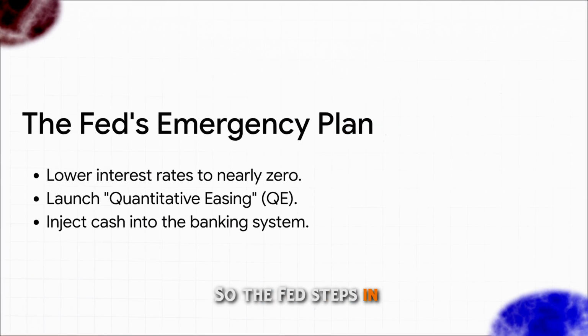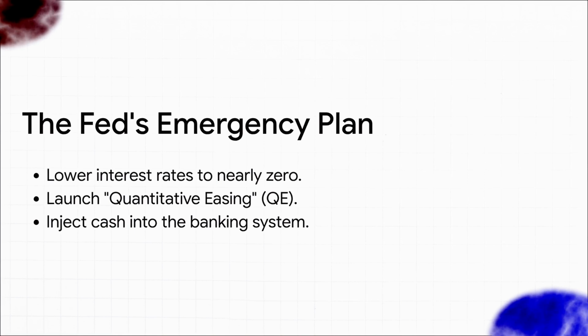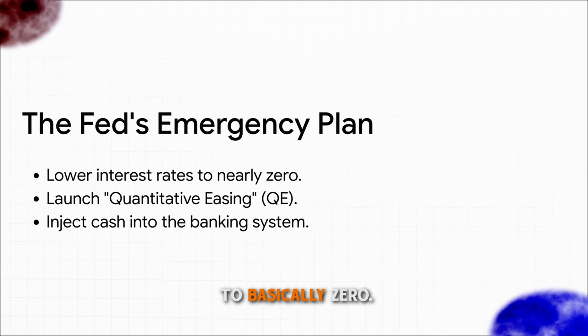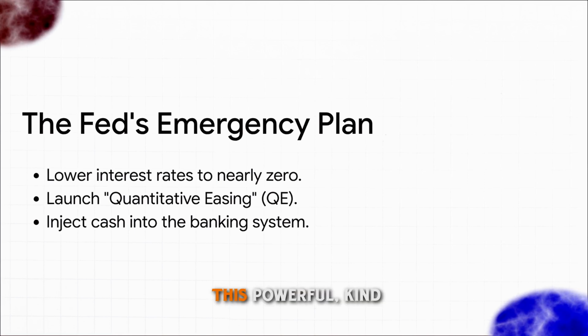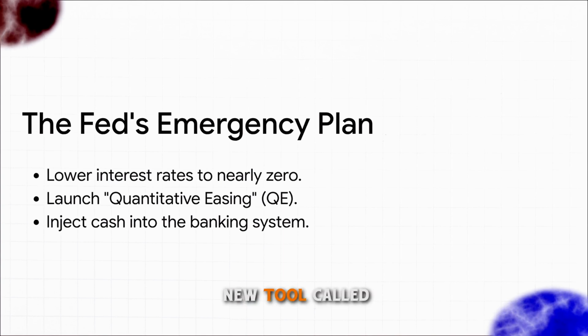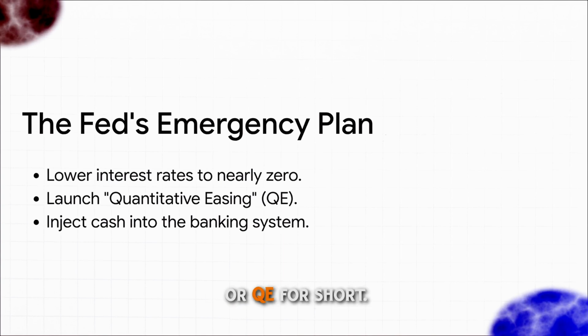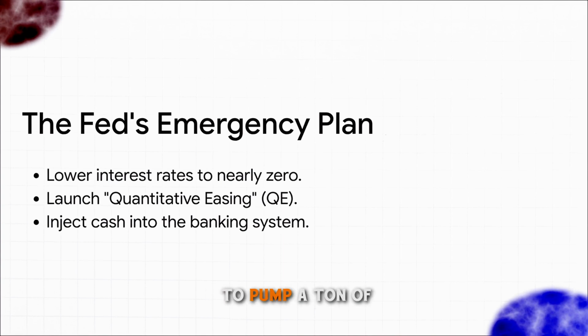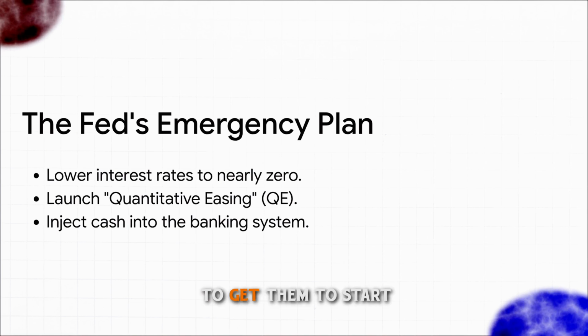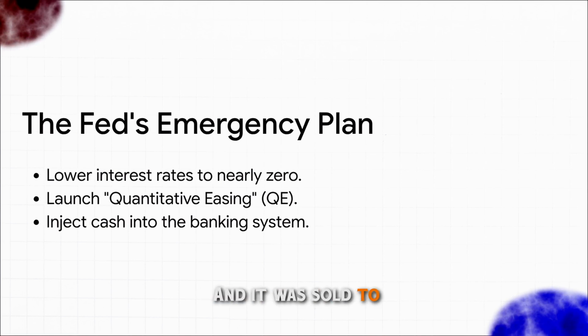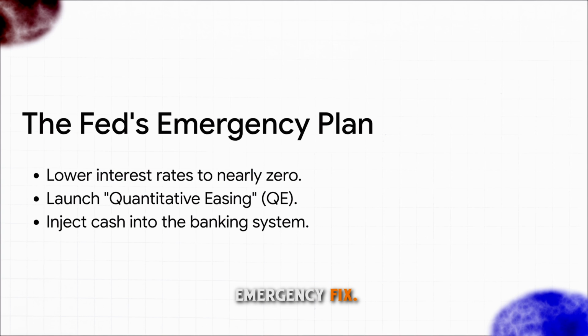So the Fed steps in with this incredibly radical plan. First, they slash interest rates down to basically zero. Then they unleash this powerful, kind of mysterious new tool called quantitative easing, or QE for short. The whole goal was to pump a ton of cash into the banks to get them to start lending again, and it was sold to all of us as a temporary emergency fix.